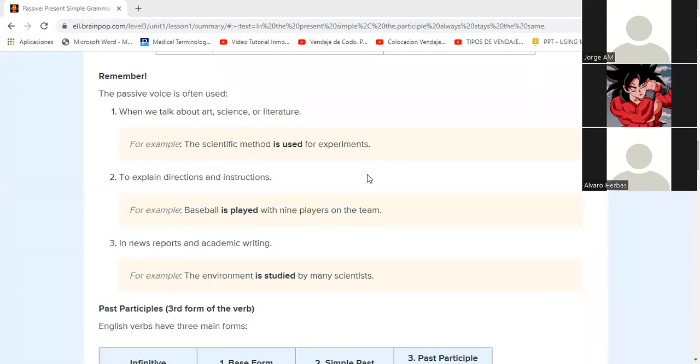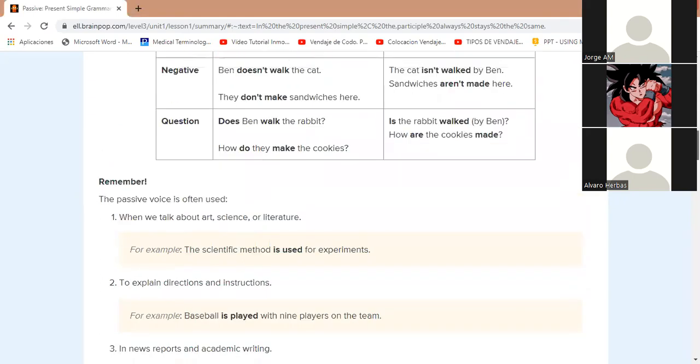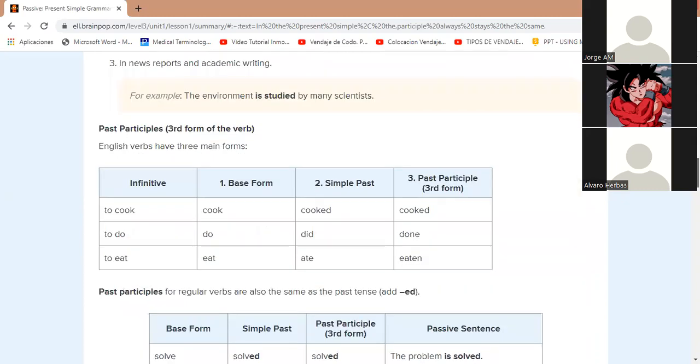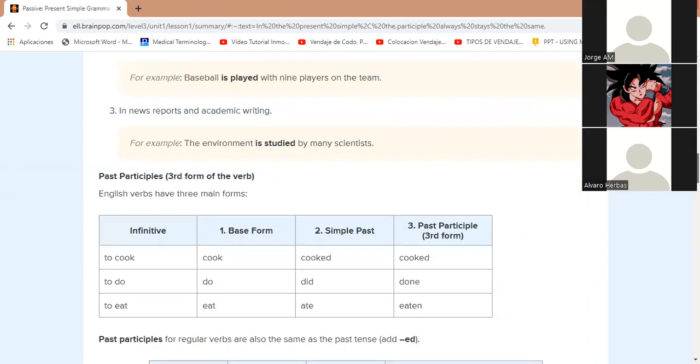So those are just examples to give you guys ideas of when to use the passive voice: when you want to talk about art, science, literature, explain directions, give instructions, in news reports, academic writing. All right, so just keep that in mind when you need ideas to make your sentences, cuando necesiten ideas para hacer sus sentences, keep these things in mind. Mantengan estas cosas en mente, you know. Or to give direction or instructions.